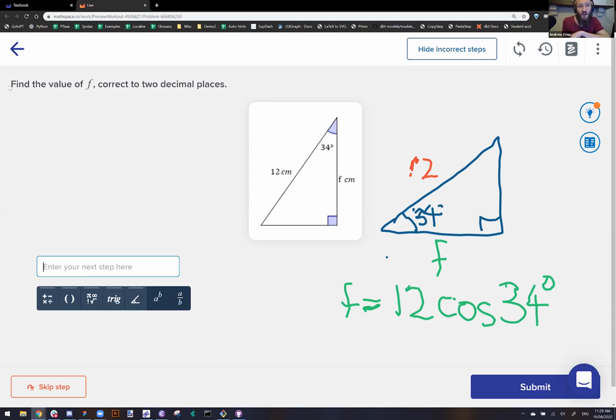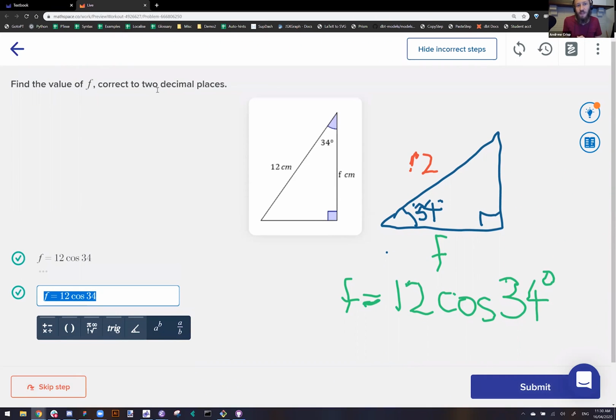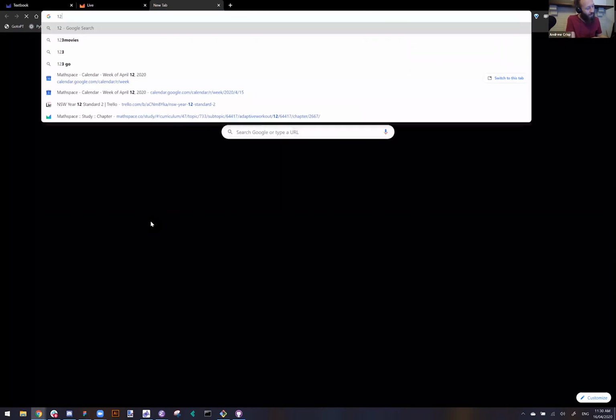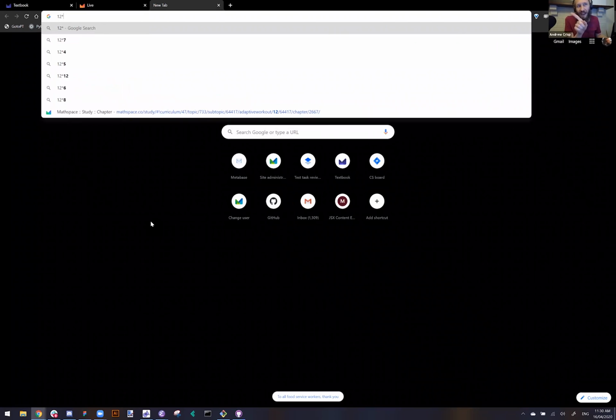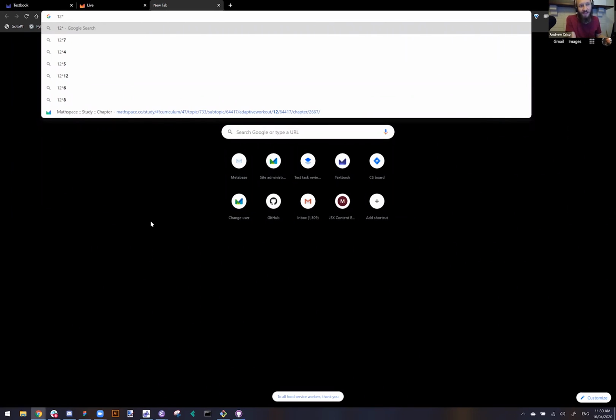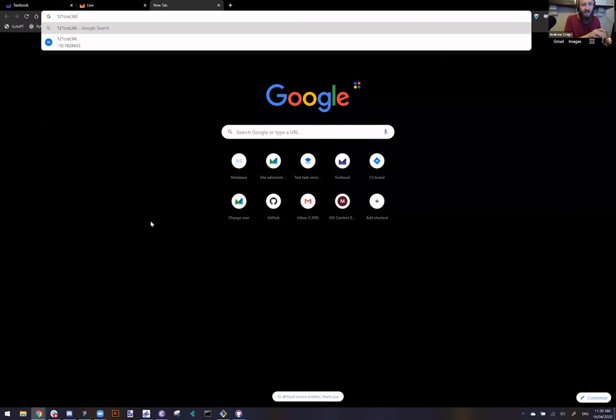So, when it says here, find the value of f correct to 2 decimal places, well, I can actually enter this into Mathspace just as an equation. Because there's no equal sign here, I'm going to have to put the equal sign in myself. F equals 12 cos 34, and then I hit enter. It's asked me to do 2 decimal places, so I'm going to get old mate Google to help me out here. 12 times, got to do an asterisk symbol for times, that's shift 8. 12 times cos 34. Hit enter.